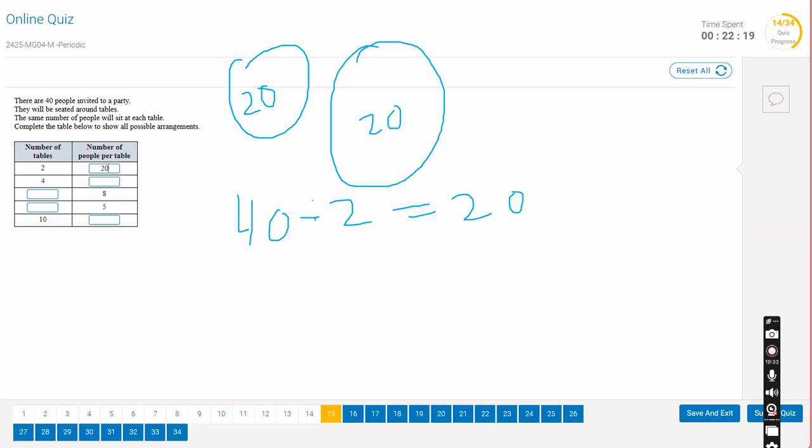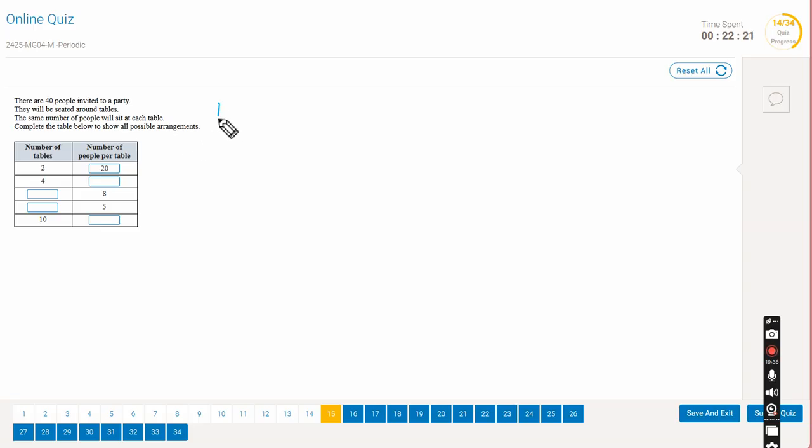The next one, 4. Now again, it's 40 divided by, what is it divided by? 4, because there are 4 tables now. So what are we going to do? 40 divided by 4, 10, right?